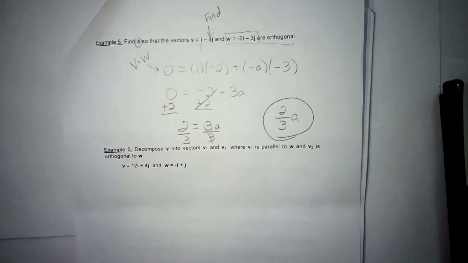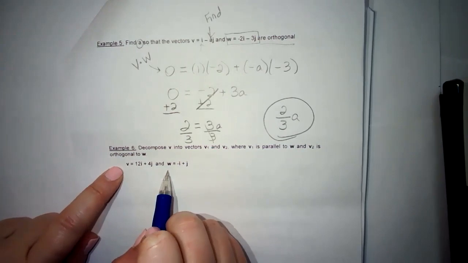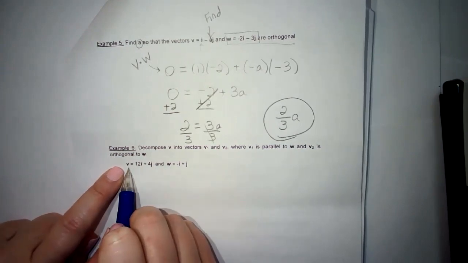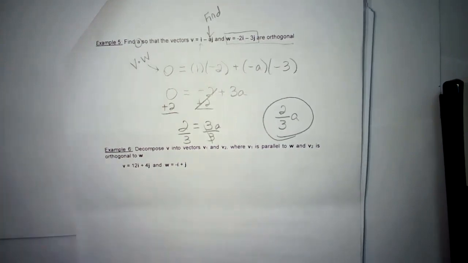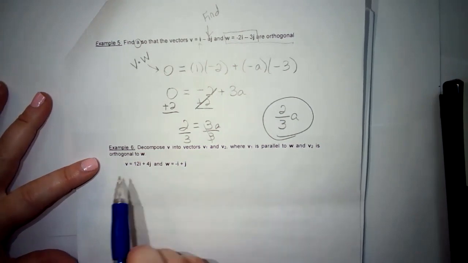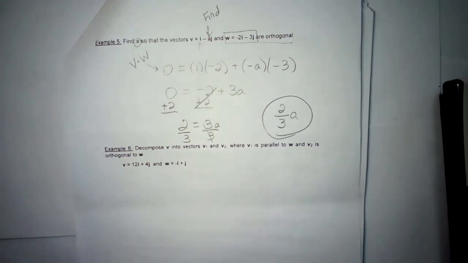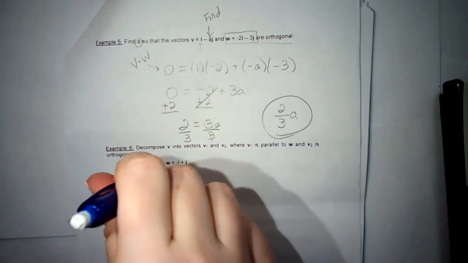All right, so we have a vector V and we have a vector W. We want to decompose V. That means we're going to take V and break it into two smaller ones, V1 and V2. Okay, now here's the kicker. V1 has to be parallel to W, and V2 has to be orthogonal to W.